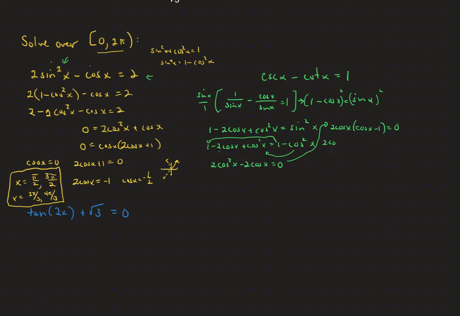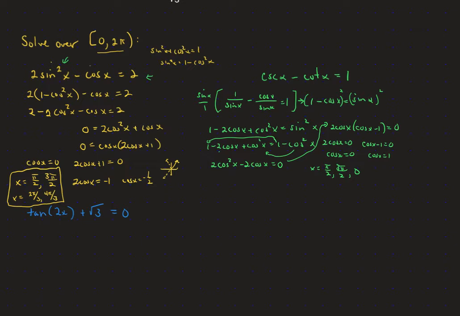So if 2 cosine x equals 0, then dividing by 2 gets us cosine x is 0. So x can be pi over 2 or 3 pi over 2. From the other factor, we're going to get cosine x minus 1 is 0. So cosine x is positive 1. That's going to add only 0 to the mix.